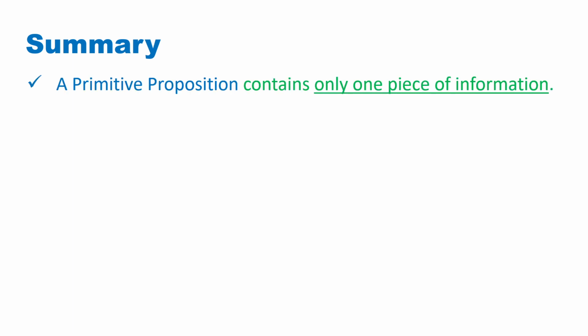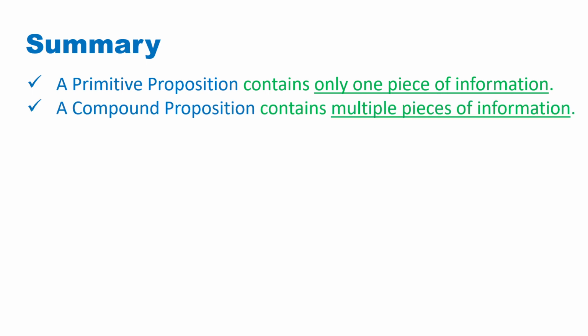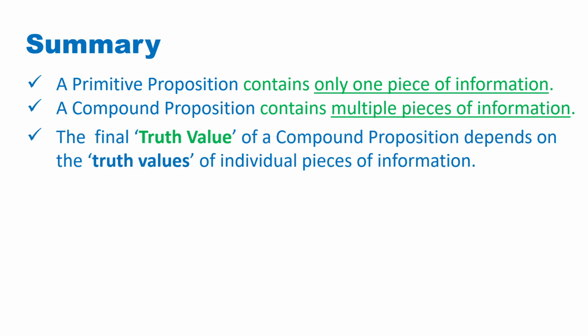Now let us take a summary on primitive and compound propositions. A primitive proposition contains only one piece of information, whereas a compound proposition contains multiple pieces of information. The final truth value of a compound proposition depends on the truth values of its individual pieces of information.